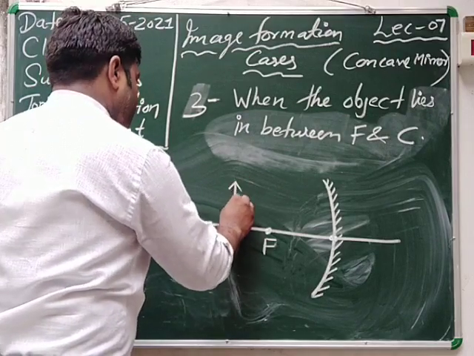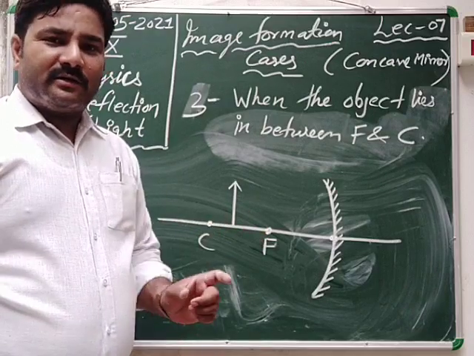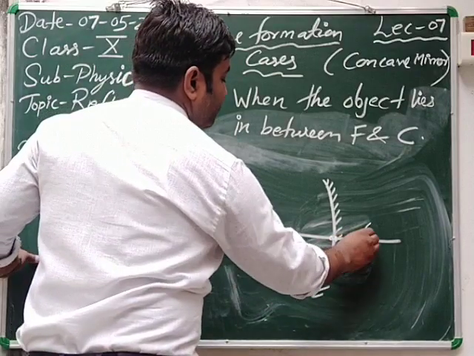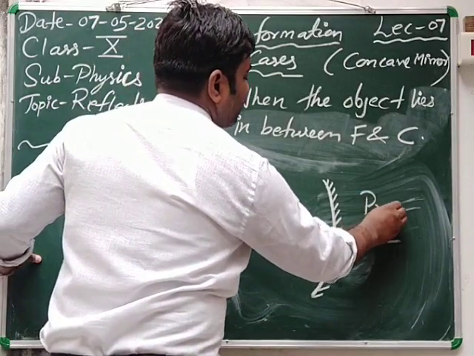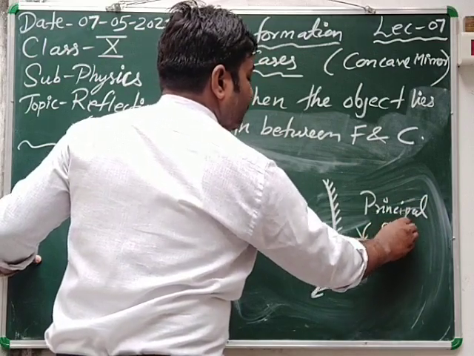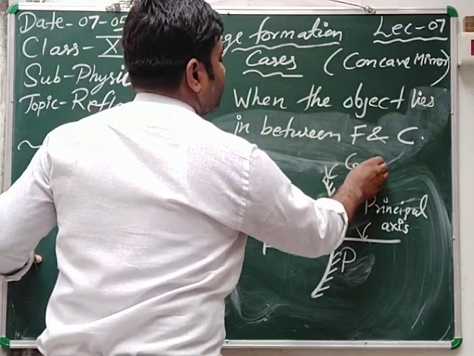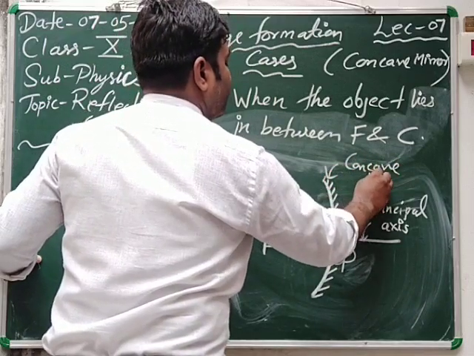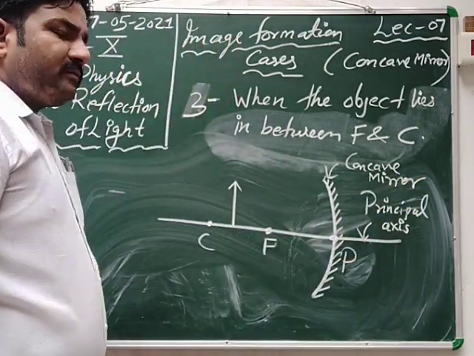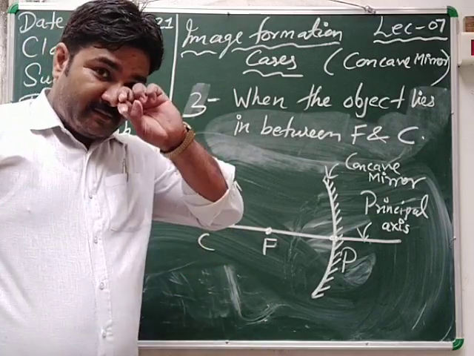This is the position of object. In between F and C, anywhere you can take the object. And this is what? Pole. This one is principal axis. And this one is concave mirror. Clear? When the object lies between F and C, then where the image will form?